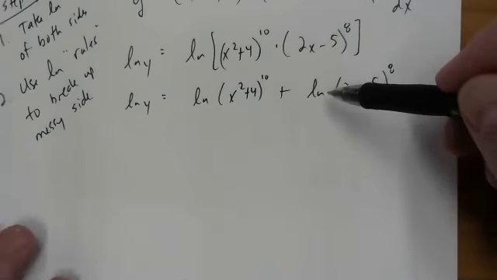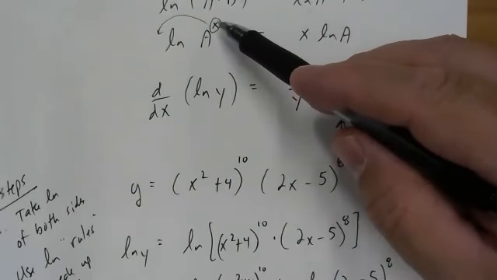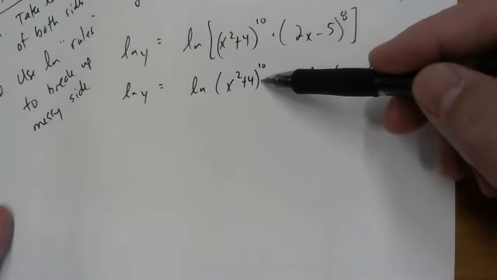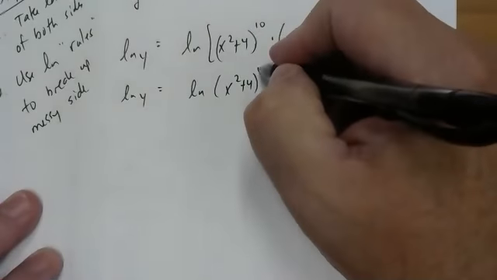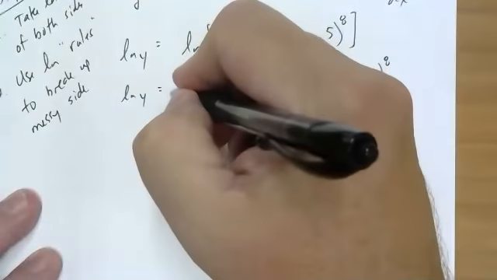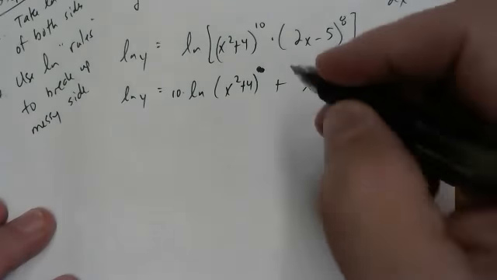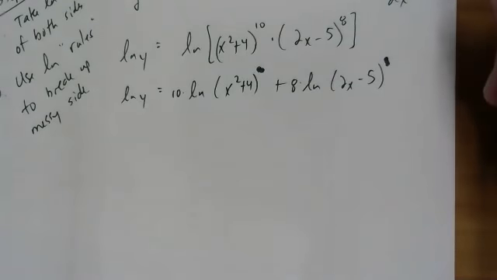And now actually I'm going to apply this other rule where if you have an exponent inside of a natural log, you can bring it out front. So what I'm going to do is, maybe I'll save some time here. Instead of rewriting the whole thing, I will just bring the 10 down front and bring the 8 down front.